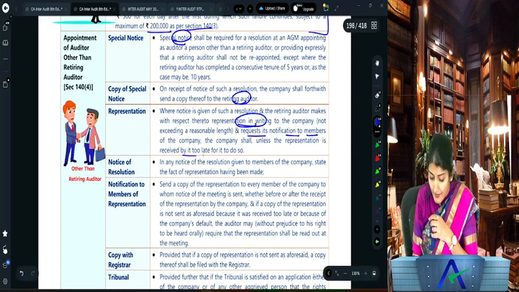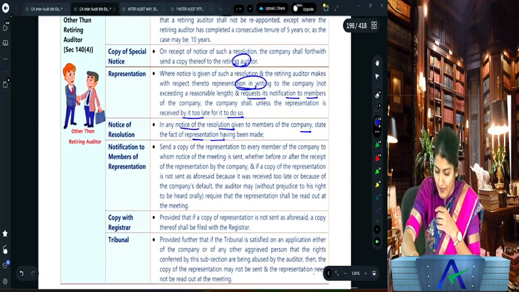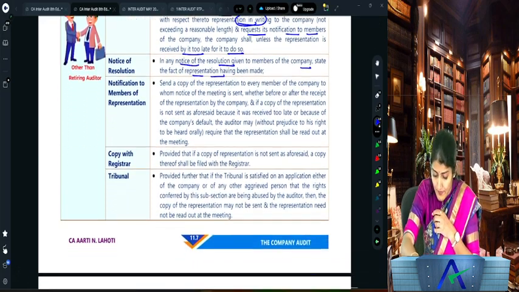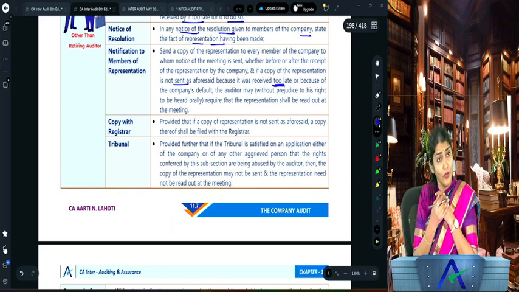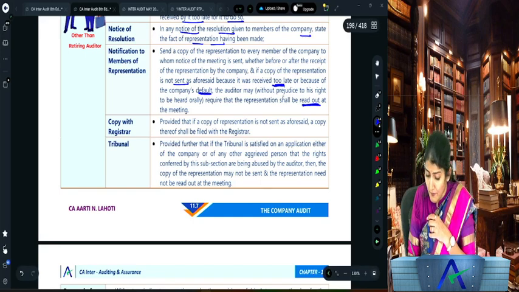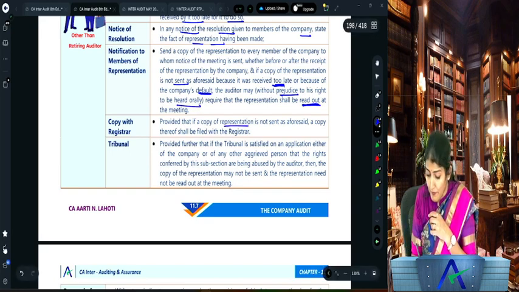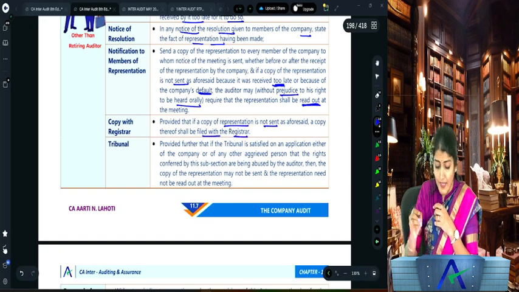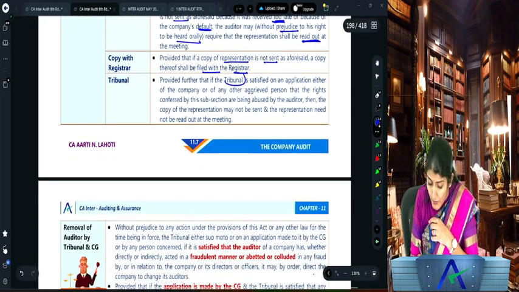Company must circulate unless it is received too late. In the notice of the resolution also you will mention that the representation has been made by the retiring auditor. Then what does it say? If the representation could not be circulated because it was received too late or any default of the company, in that case it would be read out at the meeting, and this is without prejudice to the right to be heard orally at the meeting. And if the copy of representation is not circulated, then it has to be filed with the registrar. And what if the retiring auditor is abusing the right?